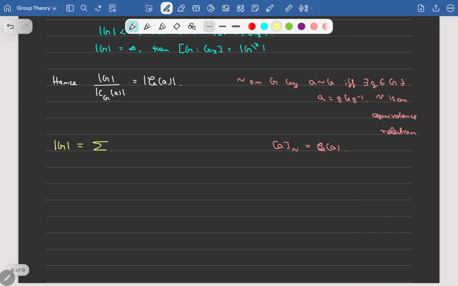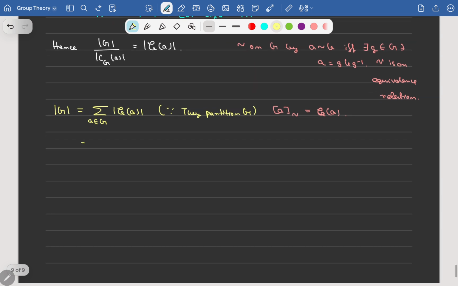So this is the orders of all the conjugacy classes of the elements in G, right? Since they partition G, by viewing them as equivalence classes, from here what we can observe is that this is nothing but the sum of the cardinality of G divided by the centralizer of each element in G. Okay.